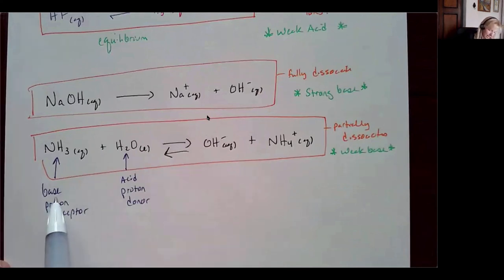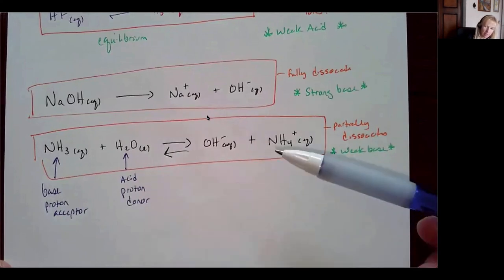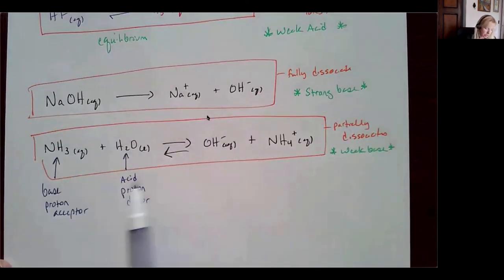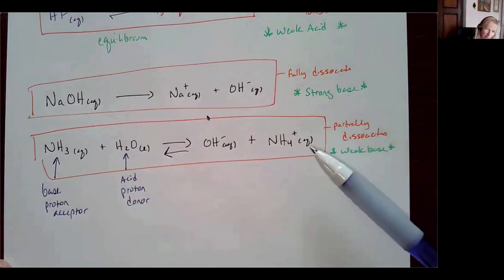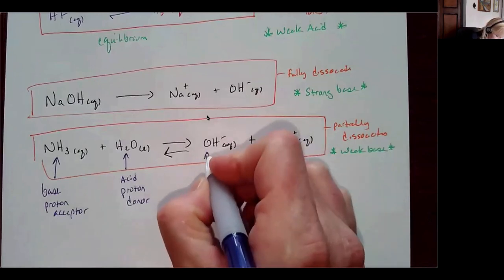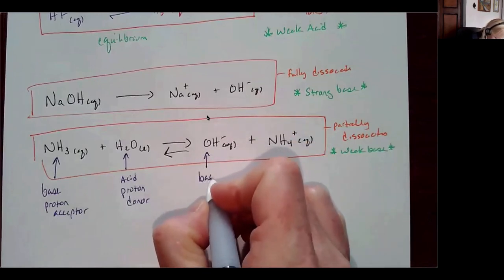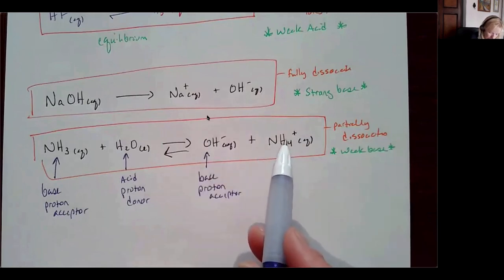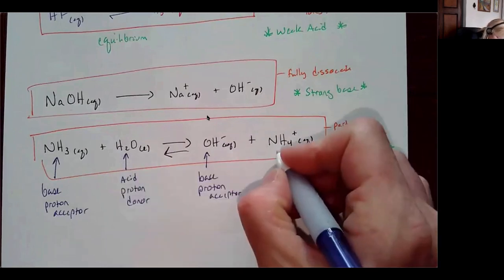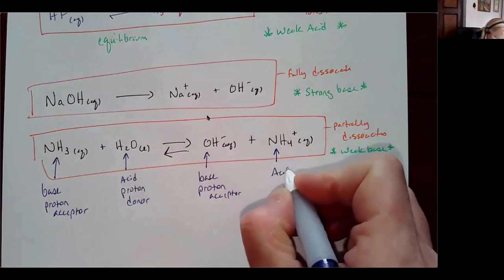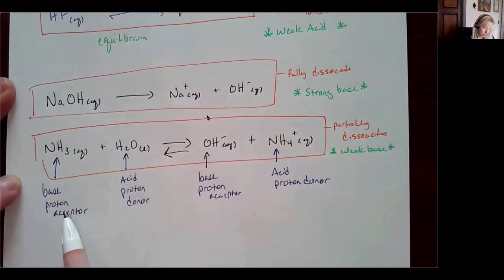If this is my base, then if I come over on this side, because this is an equilibrium scenario, I can have the reaction going in the opposite direction too. I have it written as if it's going forward. This is my base, this is my acid. But what's happening if the reaction goes in reverse? This now is going to be my proton acceptor, so this is going to act like my base. That means that the hydroxide will accept a proton from the ammonium ion to reform water. And since this is going to lose a proton, this is going to be my proton donor. This is my acid.